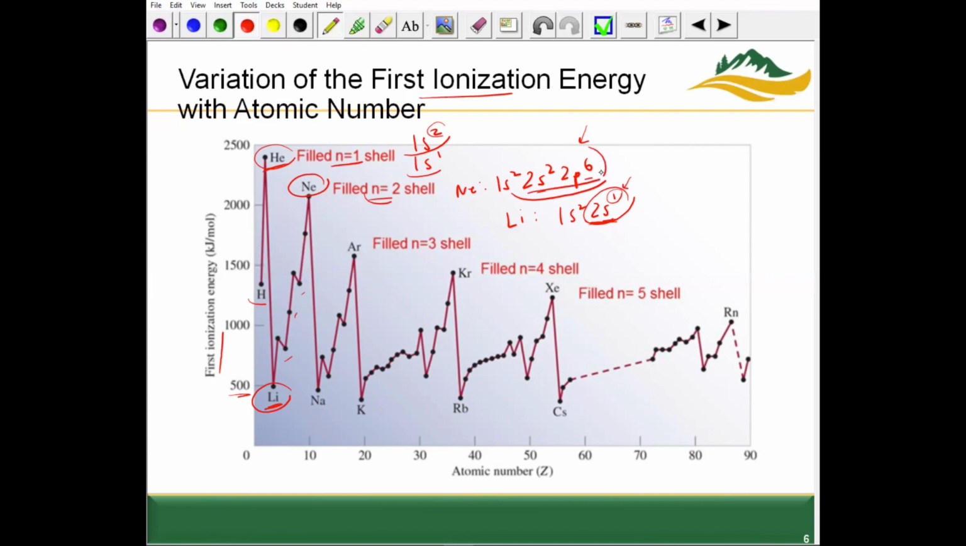Because neon doesn't want any of these electrons removed, it takes a lot more energy to remove one of these electrons. So we see the same pattern here. When we have a filled outer shell, it's much more difficult to remove those electrons. These have a happy complete octet. They don't want any electrons removed, so we can see by their first ionization energies that are much larger.